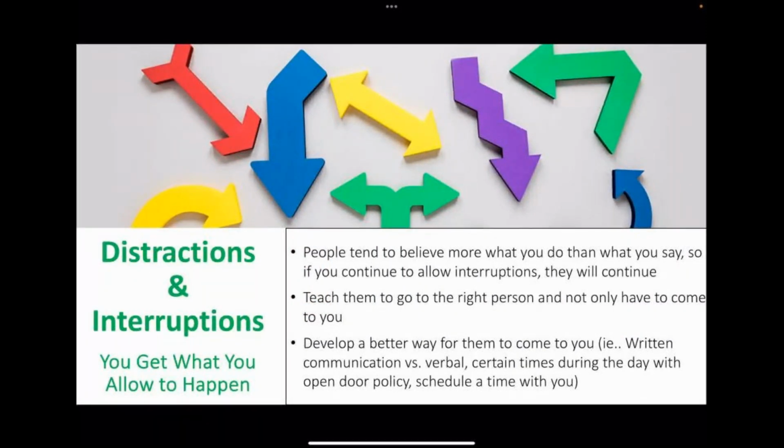Then we have to look at distractions and interruptions. What you allow, you will always get. So if you picture the sticky notes in the beginning and the lady with the sticky notes all over her, if you are the person who somebody walks in and says, do you have a minute? You're like, yep, but you really don't. If you allow people to continue to ask, do you have a second? Yep. Can I interrupt you? Yep. Can I ask you a question? Yep. It's going to continue to happen.